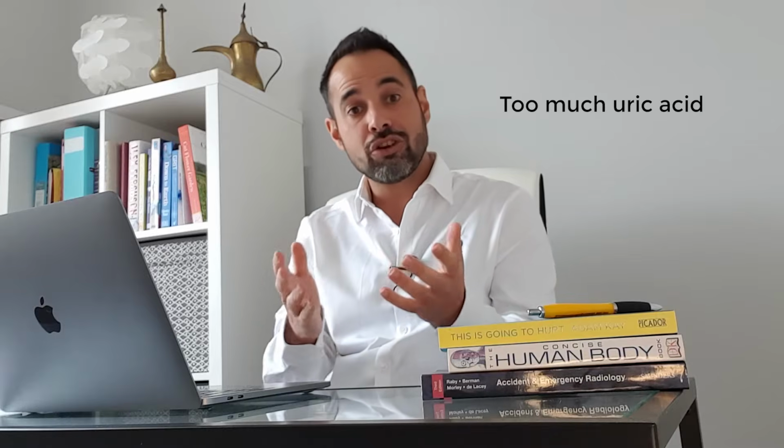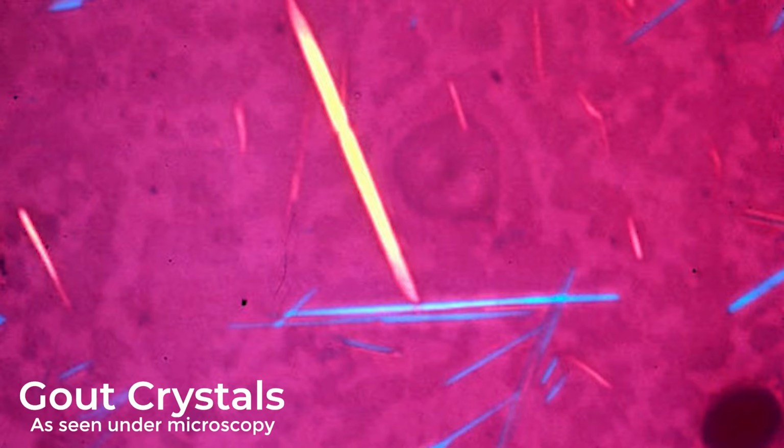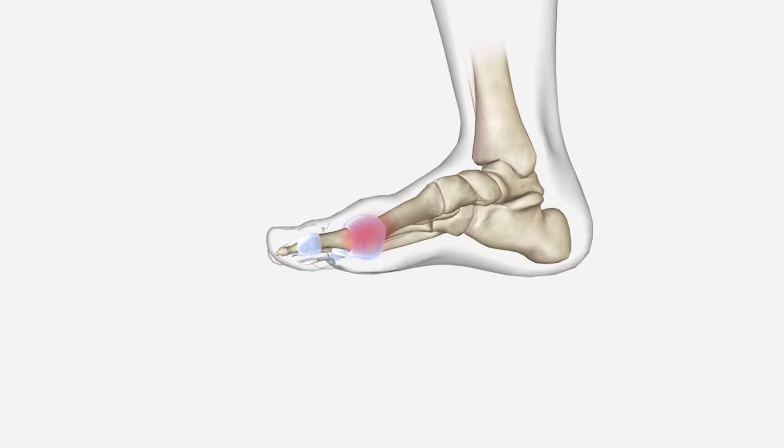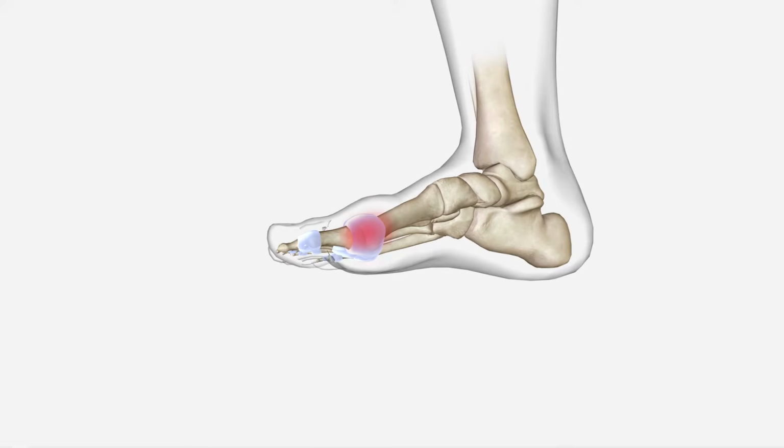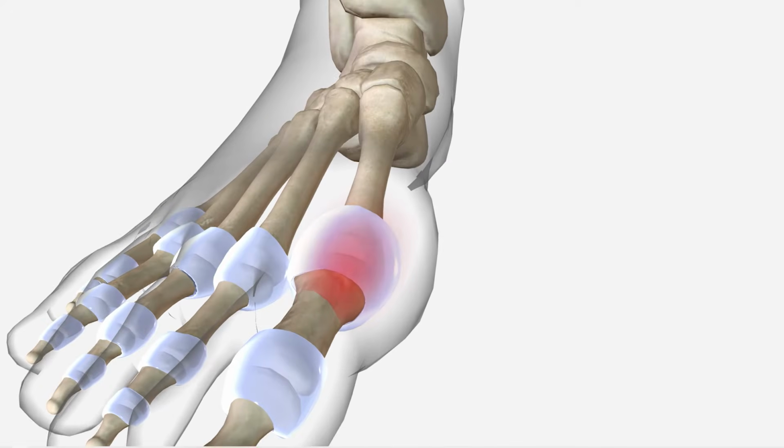So gout is a form of inflammatory arthritis, which is caused when we have too much uric acid in our system. When our body struggles to break down uric acid, it leads to urate crystals being formed and being deposited in joints around our body. When that happens, those crystals lead to inflammation of the joint, which, if not treated over time, can eventually lead to tissue damage. So what factors lead to these high urate levels?